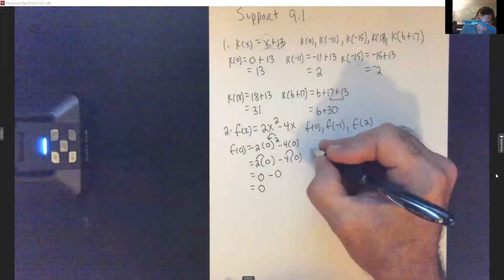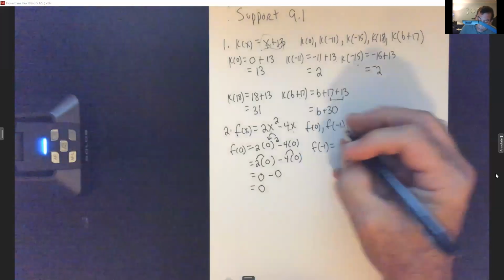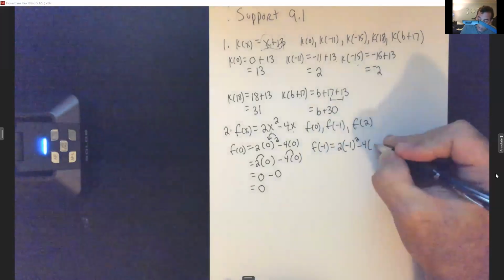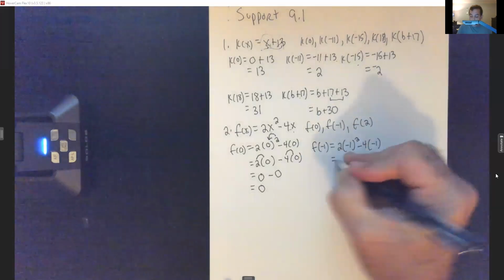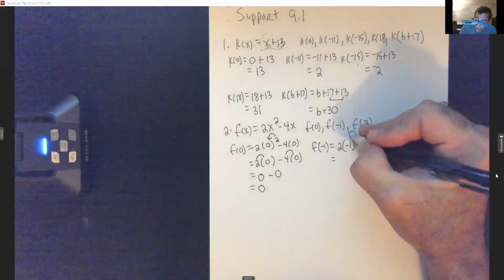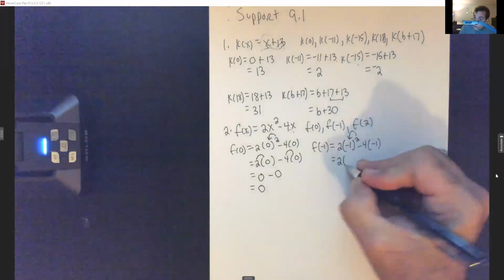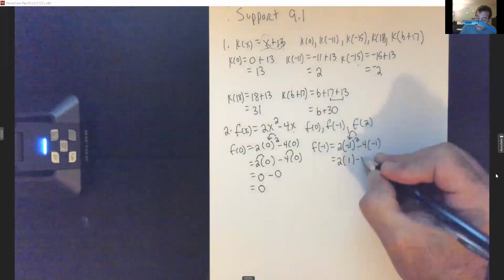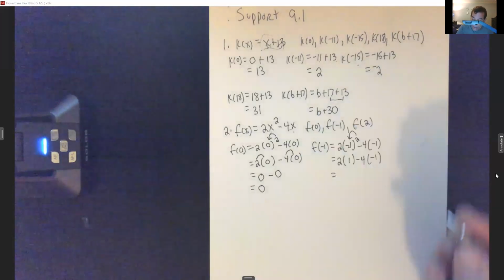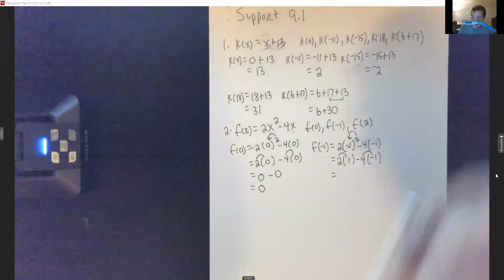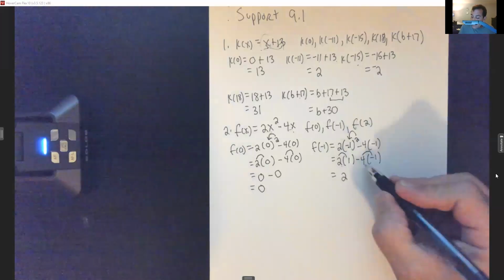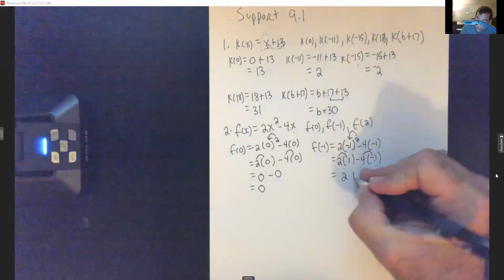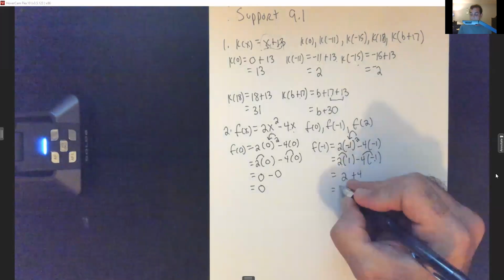Next we do f of negative 1. That's going to be 2 times negative 1 squared minus 4 times negative 1. So once again, I'll do the exponent first. So bring down that 2. Negative 1 squared is negative 1 times negative 1, which is positive 1, minus 4 times negative 1. All right, so now I'm going to multiply these two and multiply those two. So 2 times 1 is 2. That's like a negative 4 times a negative 1, which is a positive 4. And then 2 plus 4 is 6.